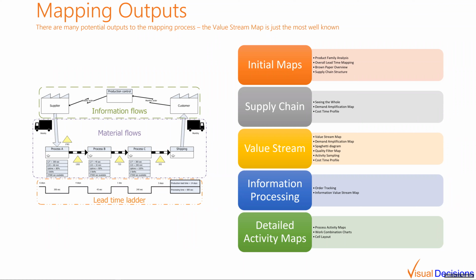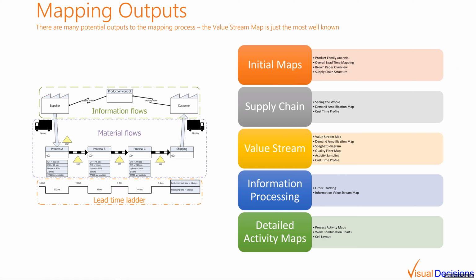Seeing the whole from a supply chain is very similar to the value stream map within a plant, but views the overall intercompany supply chain map instead. The demand amplification map looks at how much batching and inventory control policies in the plant and overall supply chain lead to lumpy demand profiles that resist level loading within the plant. The cost time profile is showing the accumulated cost against time. Then the value stream map itself is the traditional value stream map pictured on the left side there.